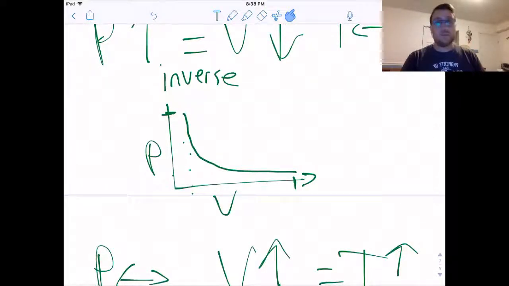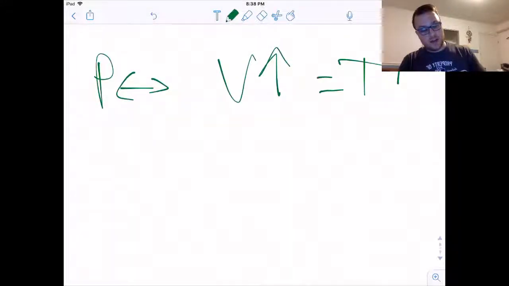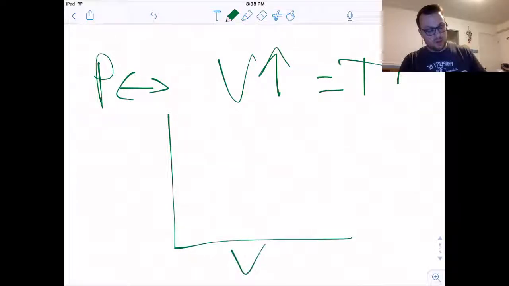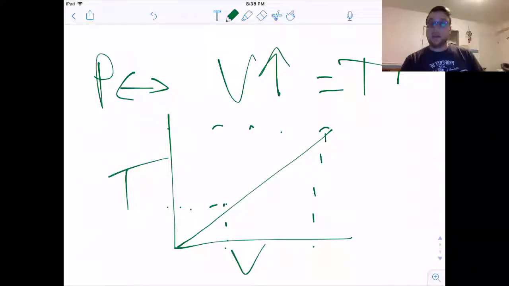If volume remains constant, as pressure goes up, temperature goes up. This is when volume remains constant. So, if we have temperature versus pressure, it looks the same as volume versus pressure. Pressure is going up, temperature is also going up. Pressure is going down, temperature is also going down.